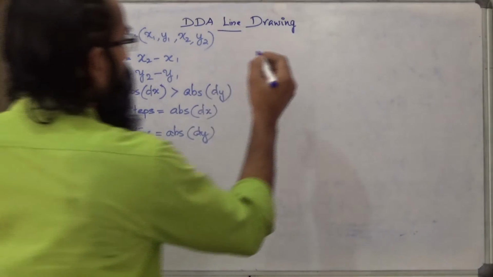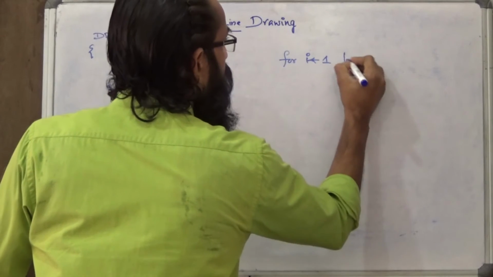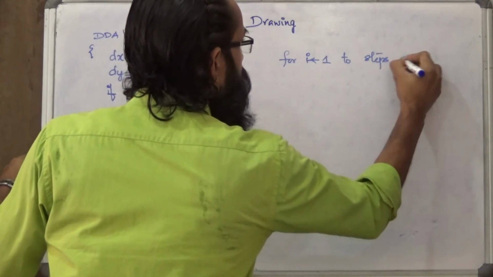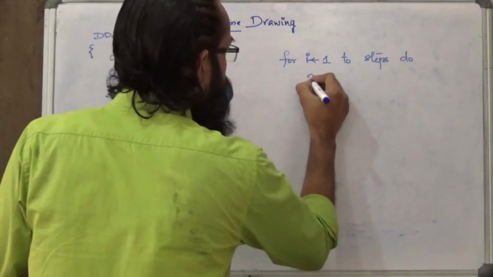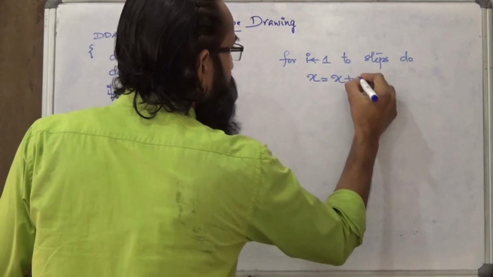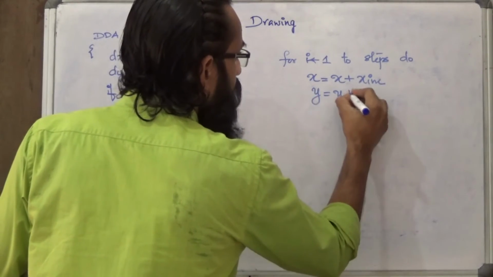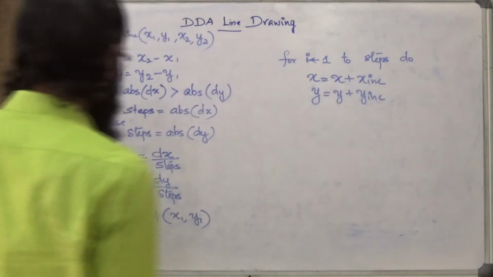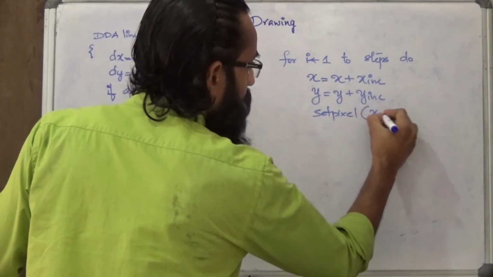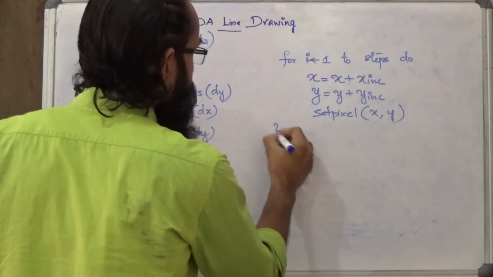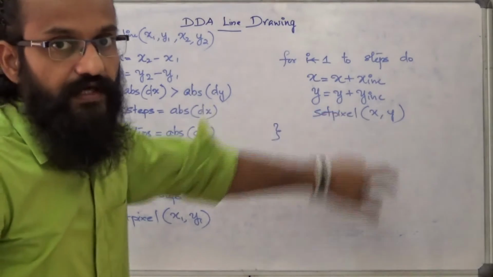So for i varying from 1 to steps, do the following. You have to compute the new x value. X is equal to x plus x increment, and y equal to y plus y increment, and you have to set the pixel, set pixel xy. As I said, set pixel is the function that actually plots the point xy.